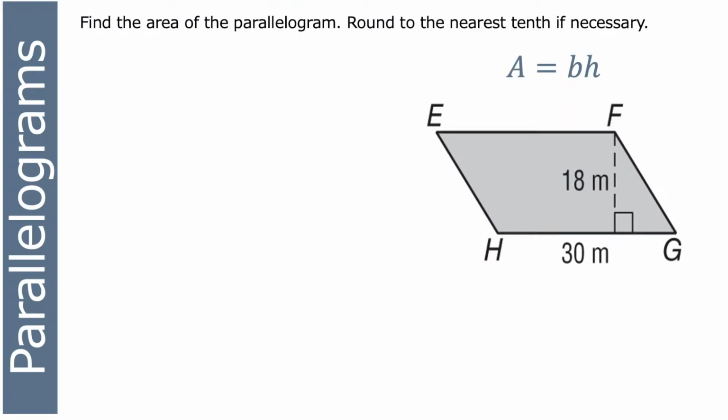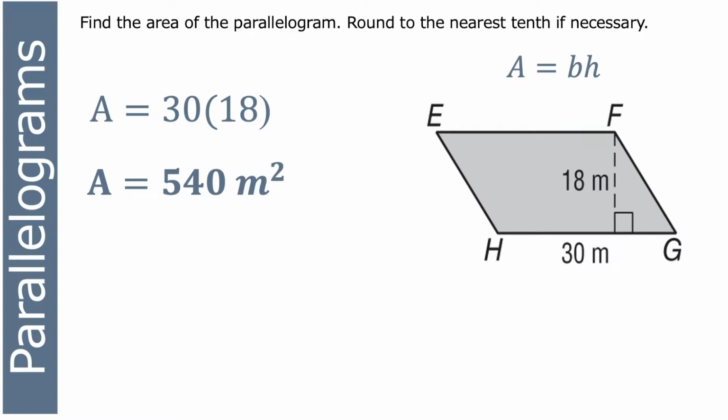Let's try this one. Area equals base times height. Well, the base is 30, the height is 18, so 30 times 18 is 540 meters squared. Don't forget to label it.